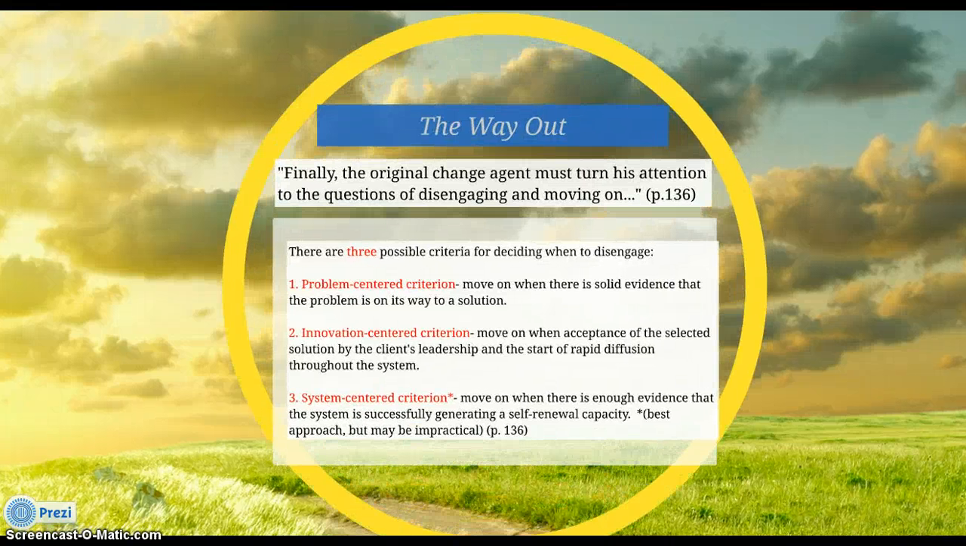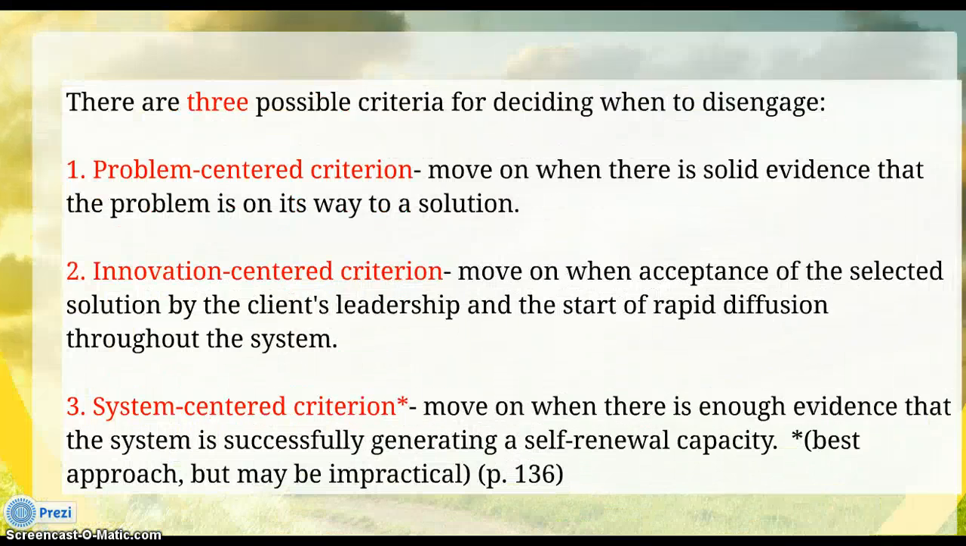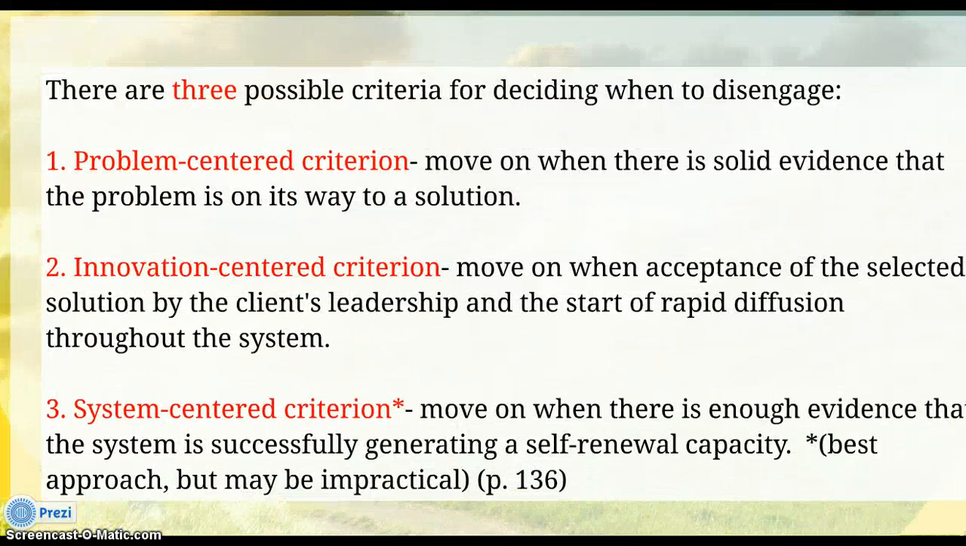Eventually, the change agent must turn his attention towards disengaging. Although some change agents may always manage an organization, at some point they must move on to other clients and other change efforts elsewhere. There are 3 possible criteria for deciding when to disengage. They are: 1. Problem-centered criterion, 2. Innovation-centered criterion, and 3. System-centered criterion.